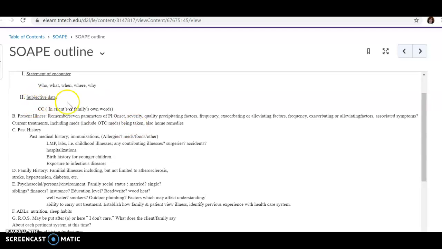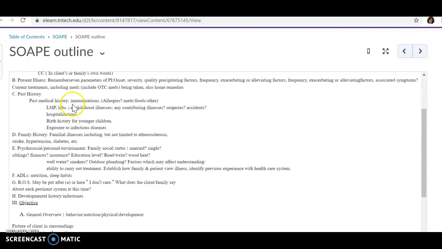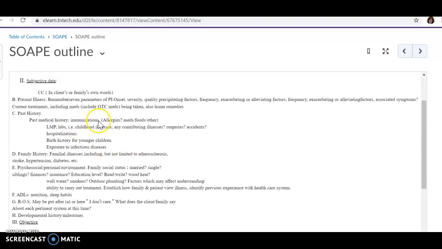The next section is your subjective data. So CC is chief complaint, and it's in the client's or family's own words. So at this point, you should be putting something here in quotations. Mr. Jones, how are you feeling today? Maybe that's what you ask. And his reply is, I feel really bad. I'm terribly short of breath. So you would put here in quotations, I feel terribly bad. I'm incredibly short of breath, or whatever it was he said, okay? The patient or the family member or the primary caregiver.